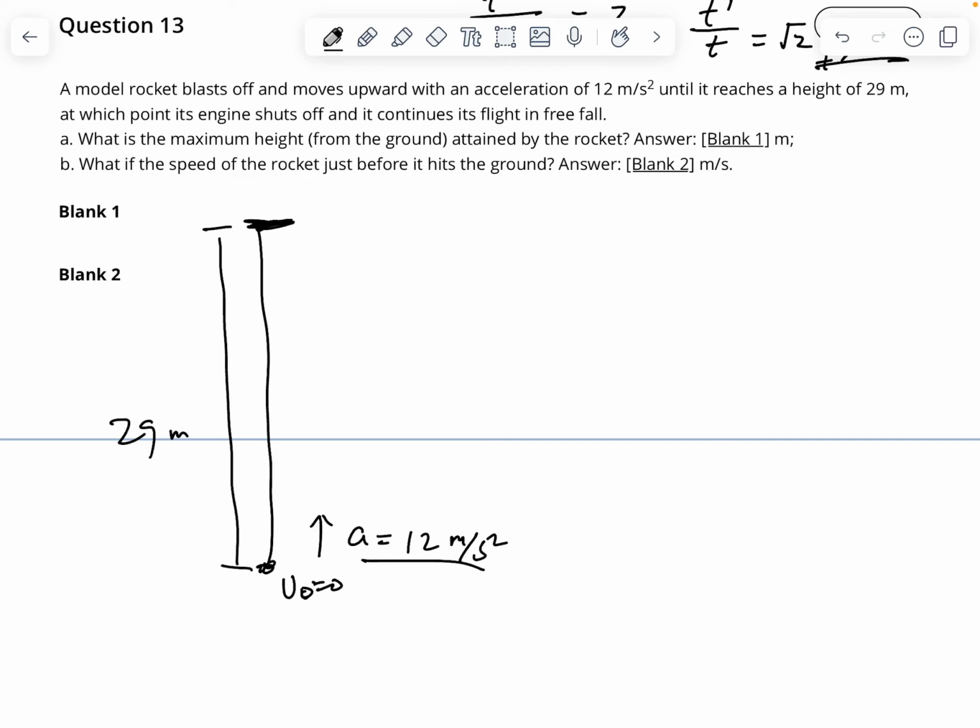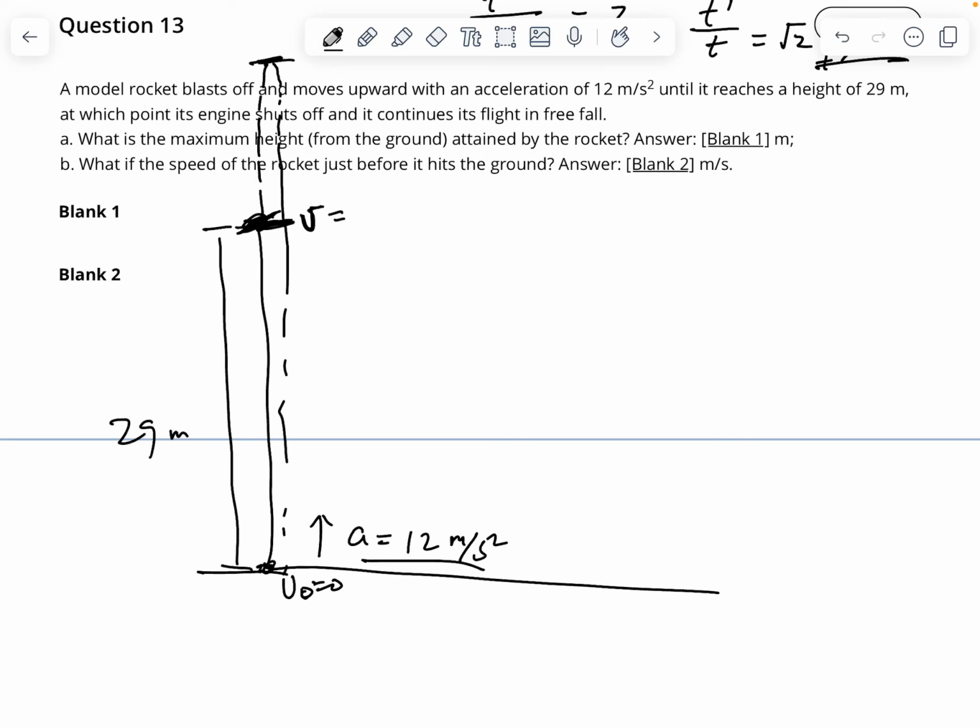All right, what is the maximum height from the ground? This is ground, right? So after you shut off the engine, what happens is this rocket just moves up and then comes down. So we need to know what's the velocity when the rocket reaches this height. Then the rocket will do a free fall with this initial velocity.